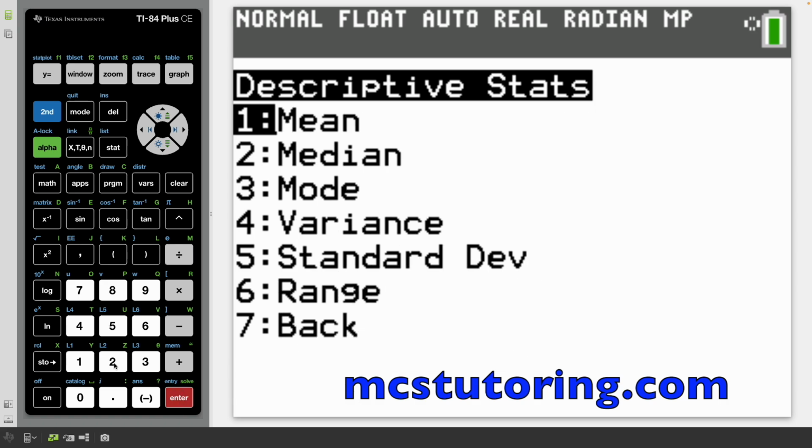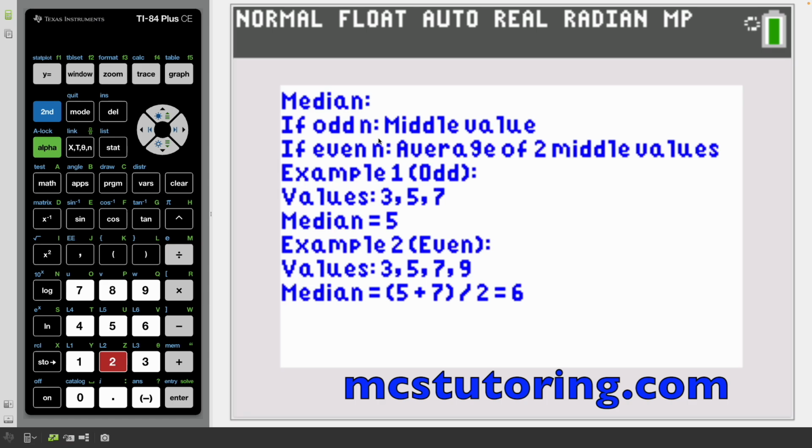Let's go through descriptive stats again. Let's do median. It's kind of easy here. If there's an odd number of values, it's going to be the middle value. If it's an even number of values, it's the average of the two middle values. So for the odd example, let's say we've got 3, 5, and 7 as our three data points. The median's 5, because that's an odd number of values. But if we had an even number of values, like 3, 5, 7, and 9, it would be the sum divided by 2 of the middle two numbers.